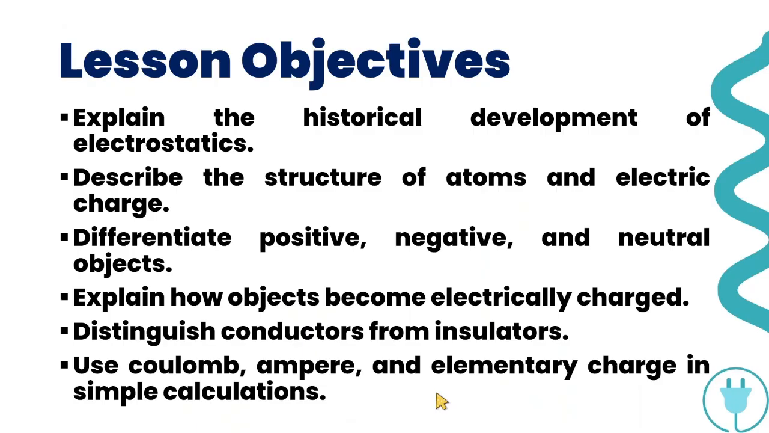Here are the lesson objectives. First, explain the historical development of electrostatics. Next, describe the structure of atoms and electric charge. Differentiate positive, negative, and neutral objects. Explain how objects become electrically charged. Distinguish conductors from insulators. Use coulomb, ampere, and elementary charge in simple calculations. After these lessons, these objectives will guide our discussion today.